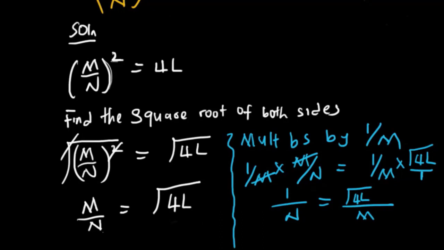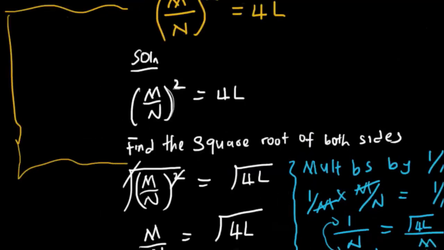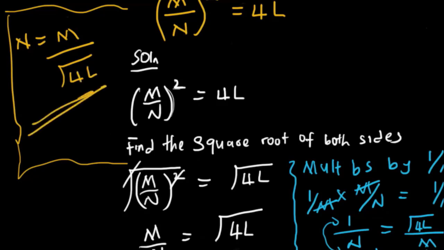Now we are trying to make n the subject of the formula, not 1 over n. So to make n the subject of the formula, I invert. Can you remember? So n over 1 will equal, because I did that to the left hand side, I have to do the same to the right hand side, m over the square root of 4l. So we are having n equals m all over the square root of 4l, and here is the answer. N equals m all over the square root of 4l.